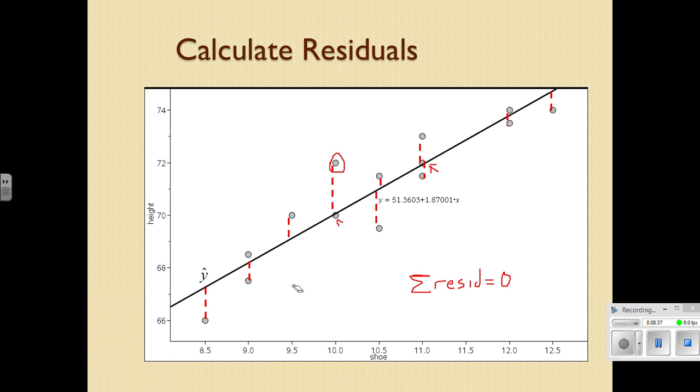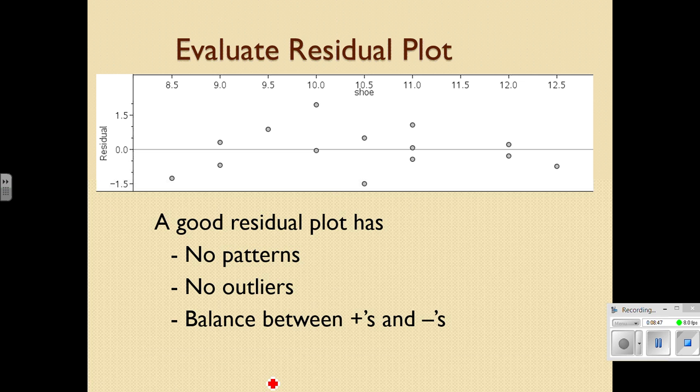Let me erase some of these marks that I put on there, because we've got a balance of some positives, some negatives, and some that are right on the line. So when we add all those up, we should get 0. One particular type of plot that's really, really helpful for us is called a residual plot.